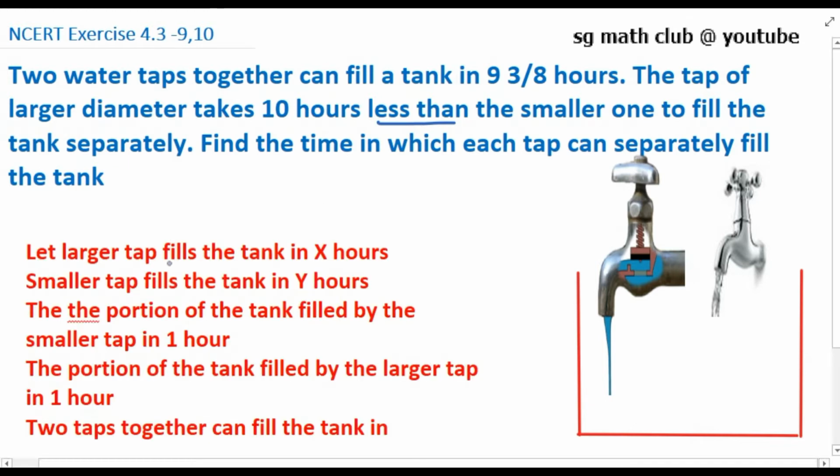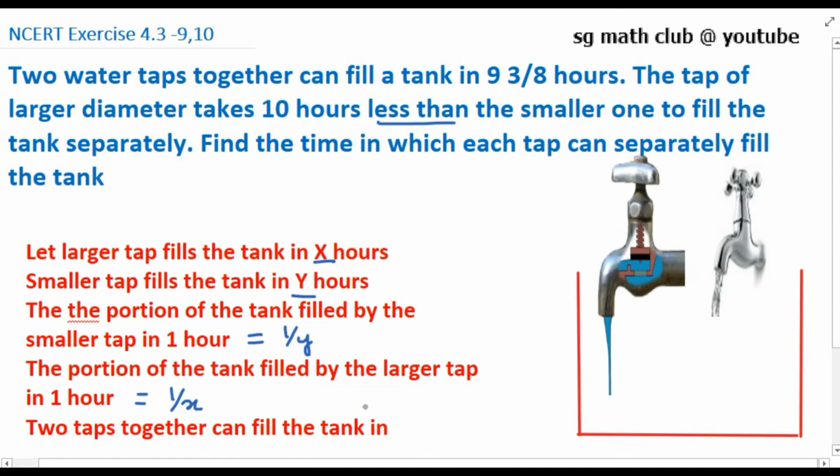So let the larger tap fill the tank in X hours and the smaller tap fill the tank in Y hours. Then the portion of the tank filled by the smaller tap in 1 hour will be 1 by Y, and the portion of the tank filled by the larger tap in 1 hour is 1 by X.